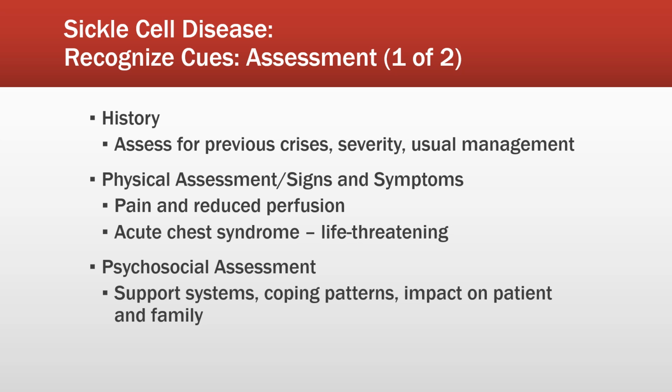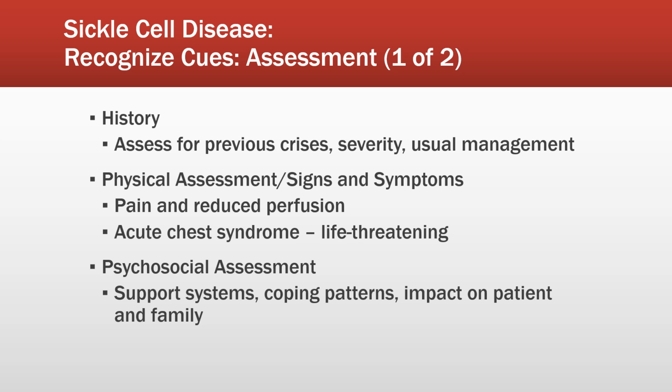Acute chest syndrome is experienced by 50% of those with sickle cell disease. This can lead to multiple organ dysfunction syndrome. It can be caused by an infection. It can also be caused by an asthma exacerbation. This can also cause something called priapism, which is a prolonged penile erection. So again, there's a lot of information that we need to find out with our patient with sickle cell.